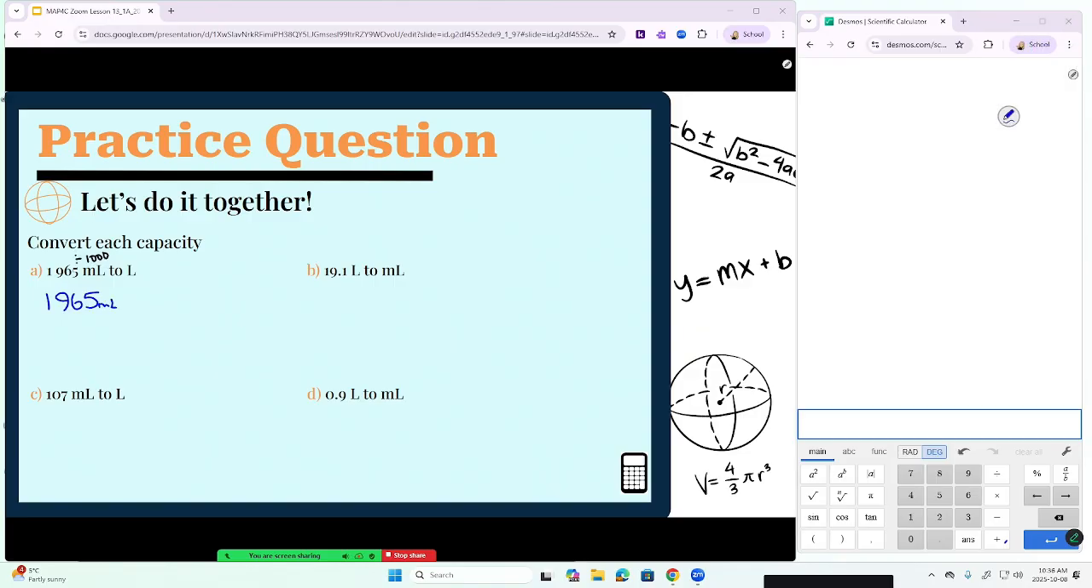1,965 milliliters is equal to how many liters? We're going from small to big. We are dividing, so we're moving our decimal place to the left. We're moving it 1, 2, 3 spots to give us 1.965 liters.